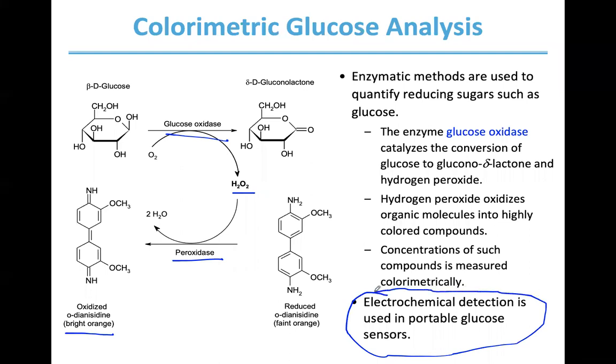So it's one of the common technologies to measure glucose levels in the blood in diabetics. You can see it's based on the ability of the sugar to be a reducing sugar, right? So this is hemiacetal. Okay, any questions?